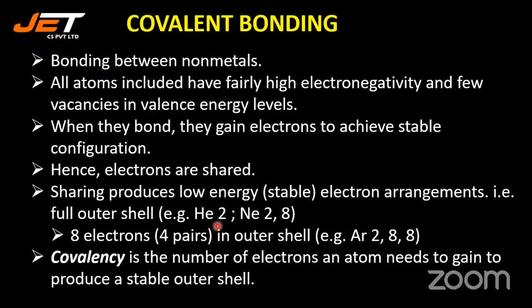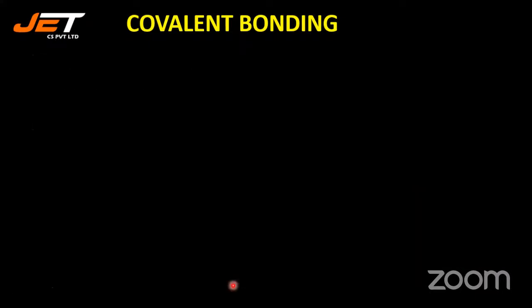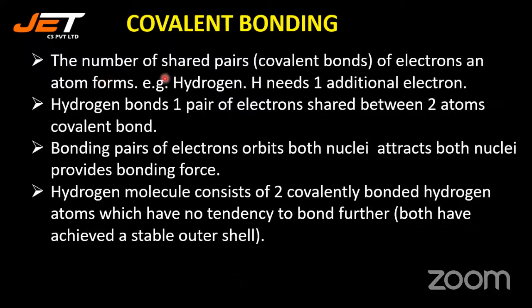See, helium is 2, neon is 2, 8, so 8 electrons. Argon is 2, 8, 8. So covalency is the number of electrons an atom needs to gain to produce a stable outer shell. Now, the number of shared pairs is the covalent bonds an atom forms. Hydrogen needs one additional electron. Hydrogen bonds as one pair of electrons shared between two atoms. In a covalent bond, the bonding pair of electrons orbits both nuclei, attracts both, and provides the bonding force. A hydrogen molecule consists of two covalently bonded hydrogen atoms which have no tendency to bond further.